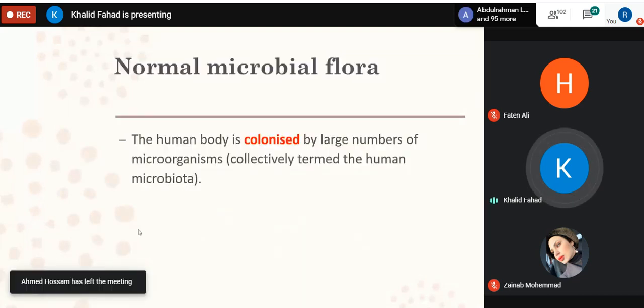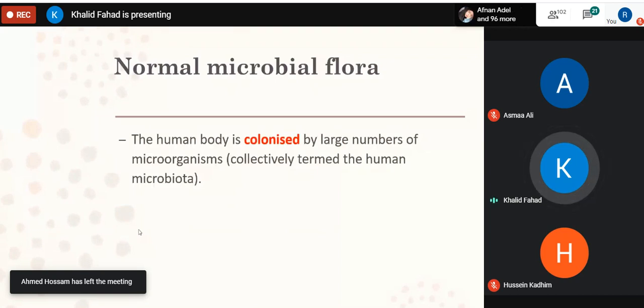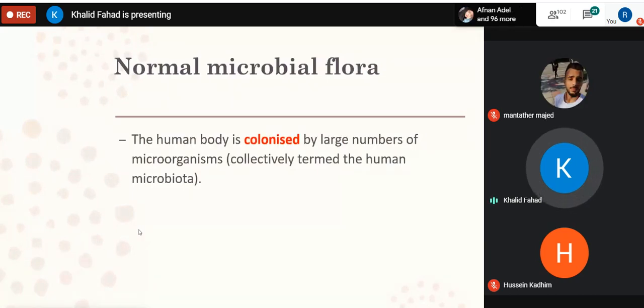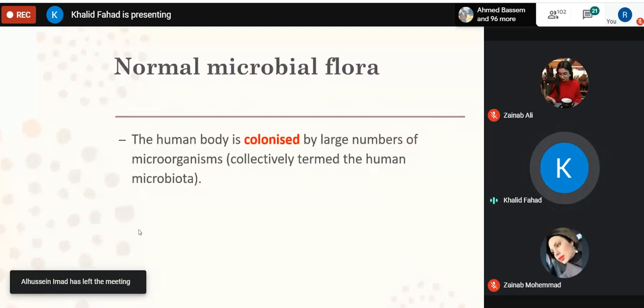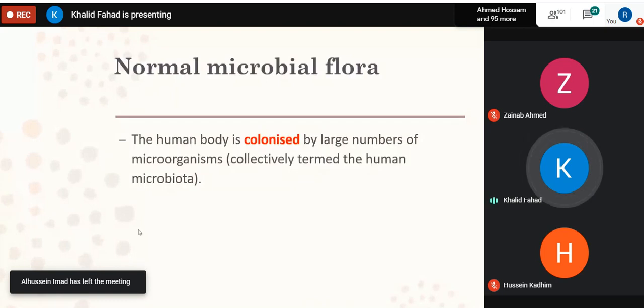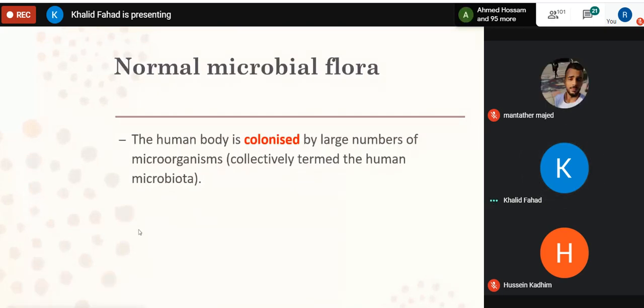What about the normal microbial flora? As you know, the human body is colonized by a large number of microorganisms, collectively called the human microbiota. This is the new term for the normal microbial flora, which we now call the human microbiota. So these are colonizers.